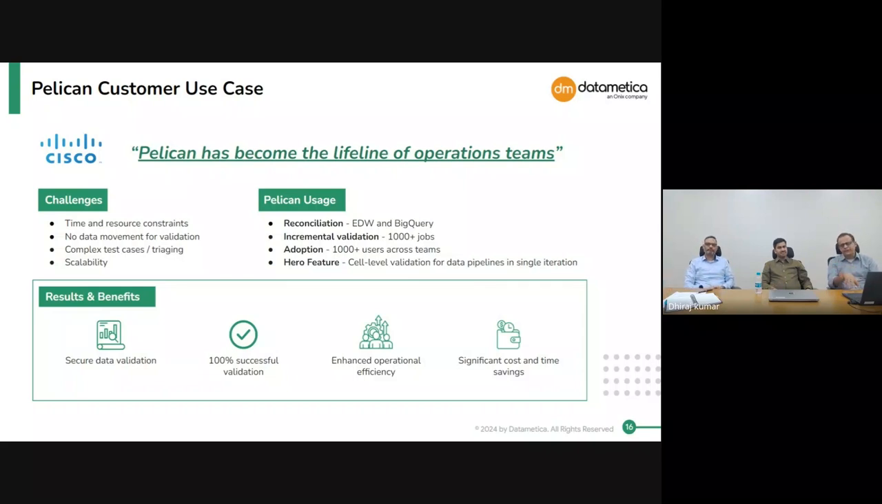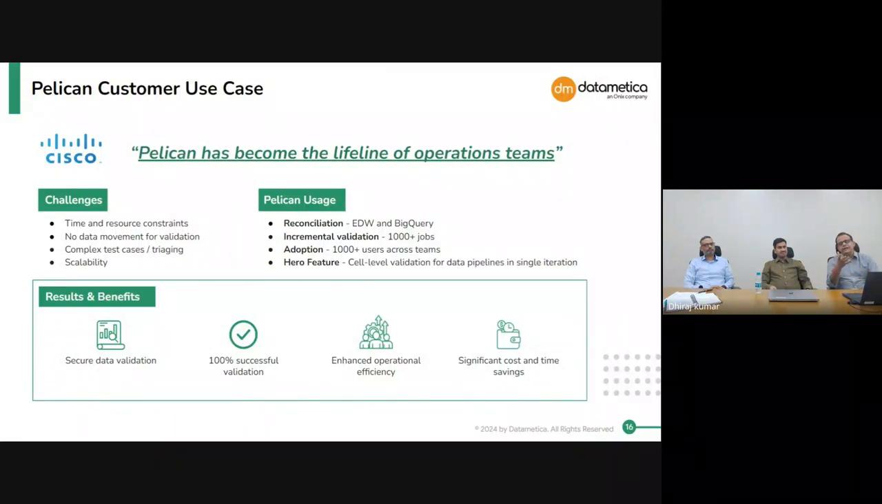Now they are using Pelican for the last 1 year. Their validation looks like this today: they are using Pelican for reconciliation between their enterprise data warehouse and BigQuery. On a daily basis, they are running 1,000+ jobs, which they are able to reconcile and make sure that the data is landing the same for those tables in EDW and BigQuery. The adoption is amazing. Around 1,000+ users across their different teams are using this solution.